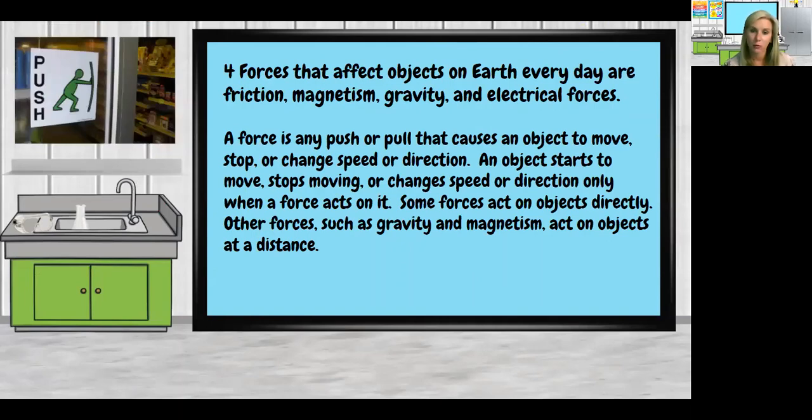So these are the four main forces that affect objects on Earth every day: friction, magnetism, gravity, and electrical forces. Let's review what a force is. We went over this in prior lessons, but let's review that skill one more time. A force is any push or pull on an object that causes that object to move, to stop, to speed up, or to change its direction. If an object starts to move, stops moving, or changes speed and direction, it's only when a force acts on it. Some forces act on objects directly, and other forces, such as gravity and magnetism, act on objects at a distance.